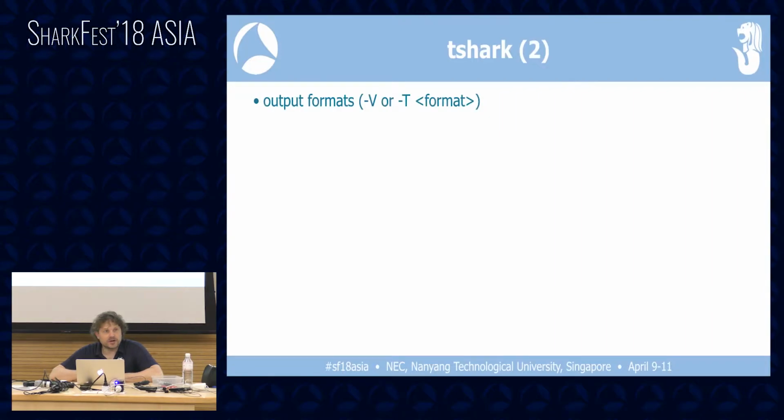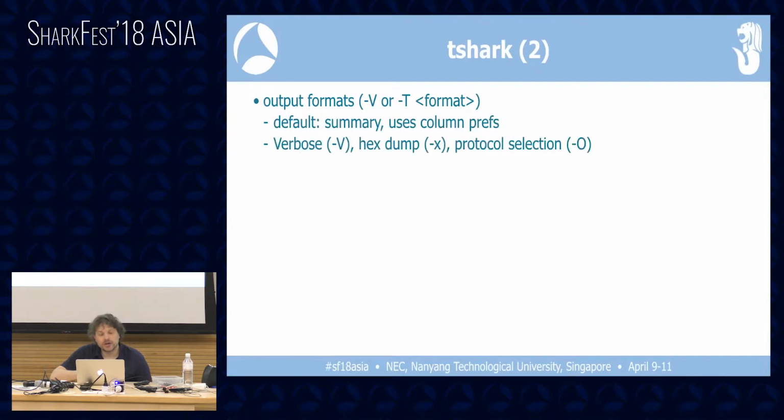There's a lot of output formats in tshark. The standard one is just give one line, like the packet list in Wireshark. But if you want to have full decodes, you can use the -V, or you can use -T for other formats. So the default is to use the column preferences as it is using in Wireshark. With -V, you get the full decodes. You can even add the hex dump if you want with the -x. And if you only want a decode of a certain protocol, you can use -O to select the protocols that you want expanded, and all the other protocols will be collapsed. I will show you that in a minute.